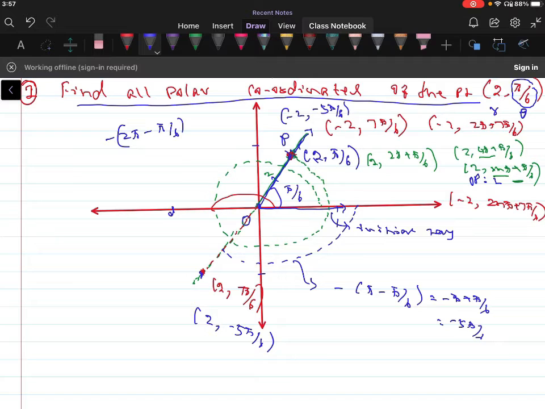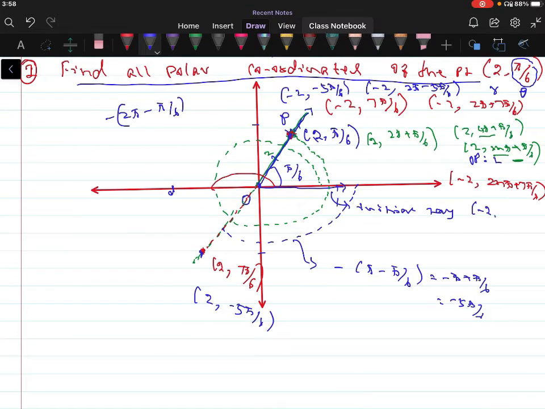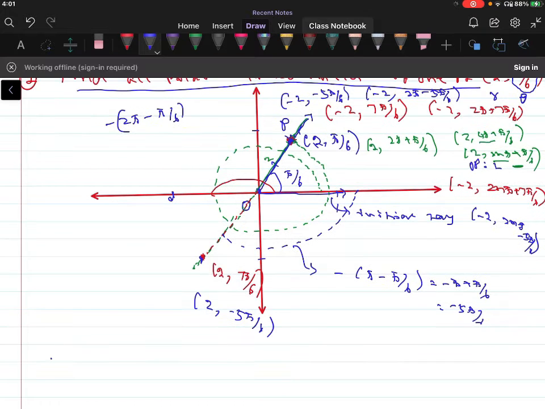Similarly, if you rotate one more time, taking one complete circle, it is (minus 2, 2 pi minus 5 pi by 6). If you repeat n times, that can be written as (minus 2, 2n pi minus 5 pi by 6). So the same point P can be represented in infinitely many ways.